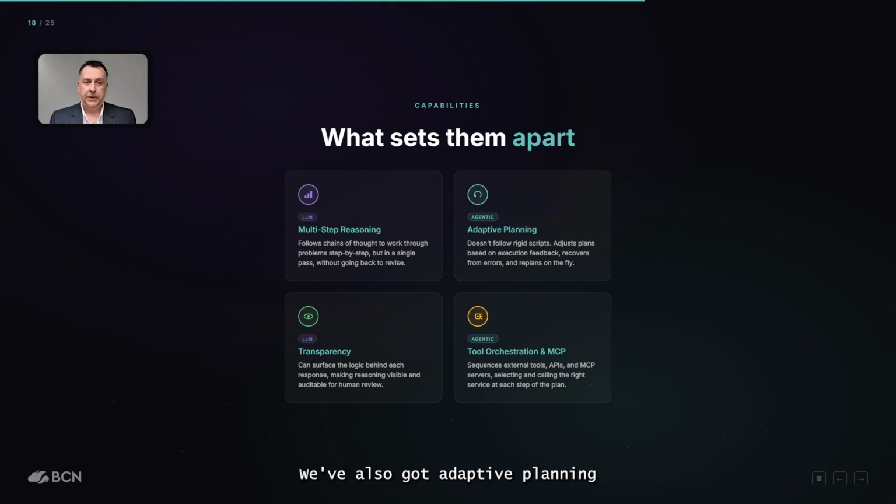We've also got adaptive planning because they don't follow rigid scripts. They adjust based on the outcome of the previous step, an error, or new information that's been introduced in the workflow. Transparency is a really key aspect here because a good agentic system makes reasoning and actions inspectable. So we need to think about logs, the steps that have been taken, the sources that have been used, and the rationale behind the decisions that have been made.